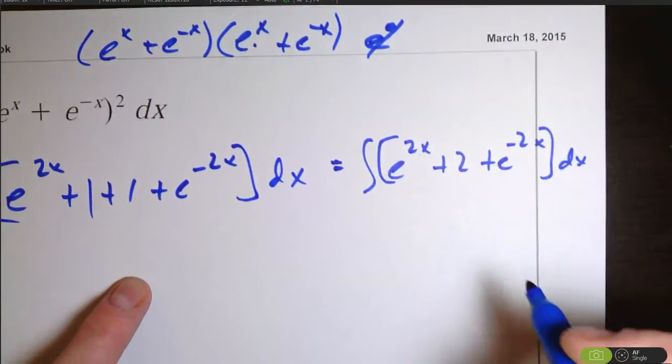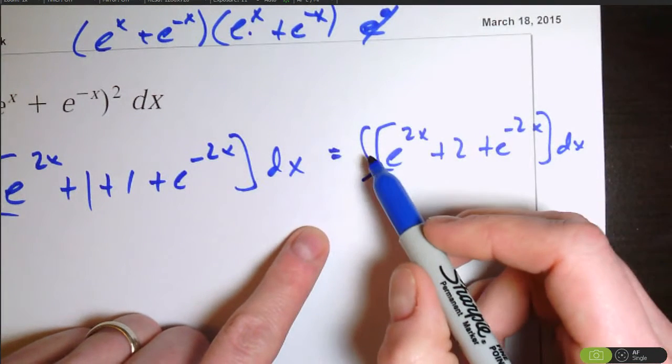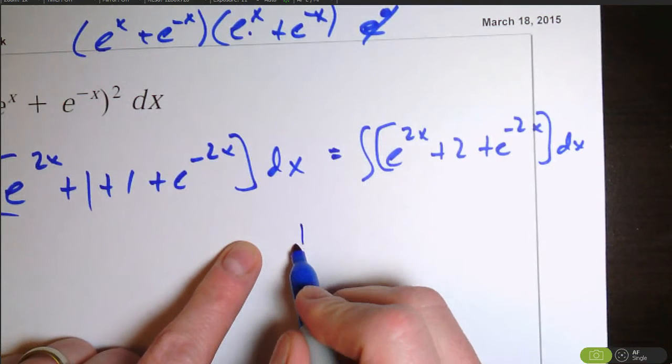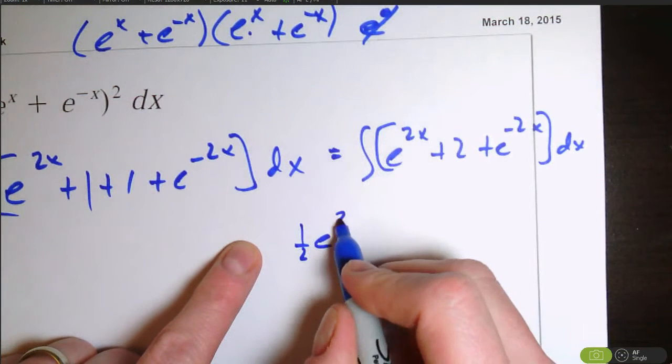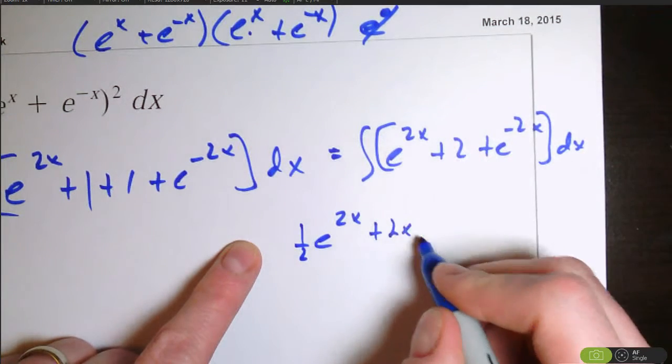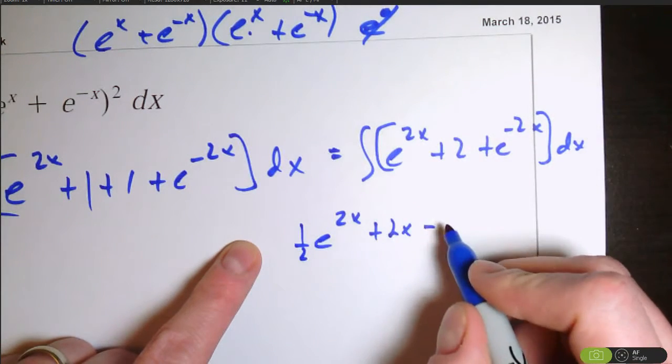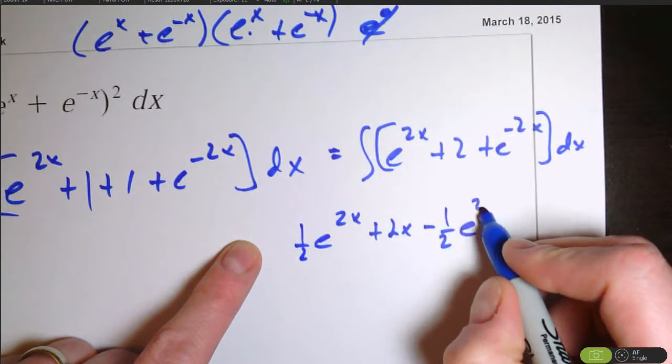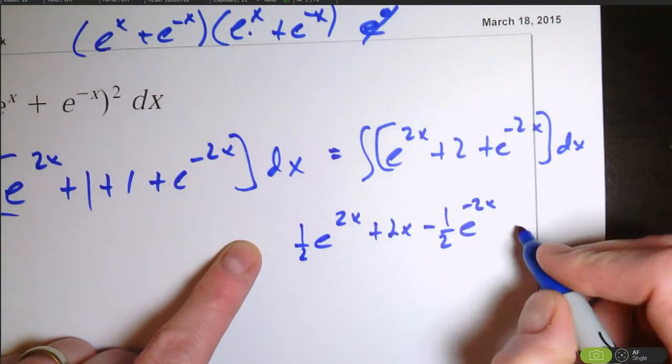Now I'm hoping by now you're catching that this 2 would become a 2 in the front, so I need a 1/2 in front of that for e to the 2x. The integral of 2 is 2x. And the same thing here, I just need now a negative 1/2 e to the negative 2x. And then plus c.